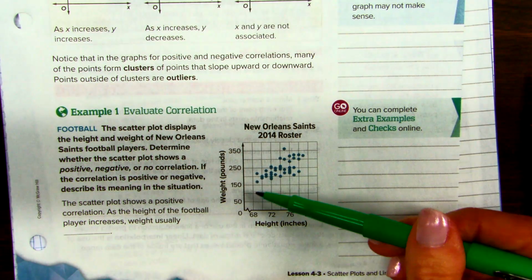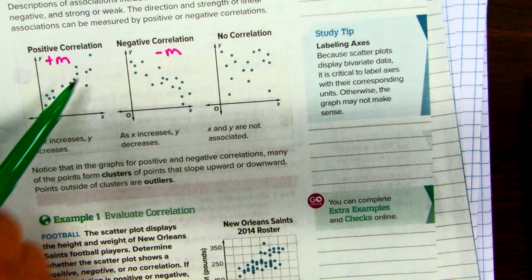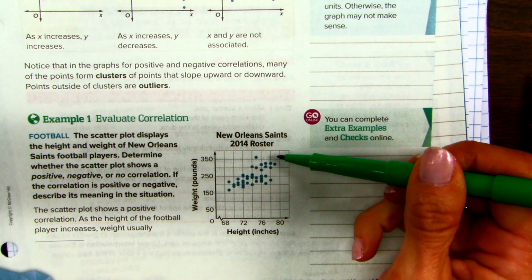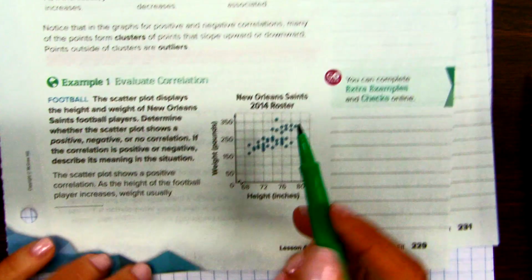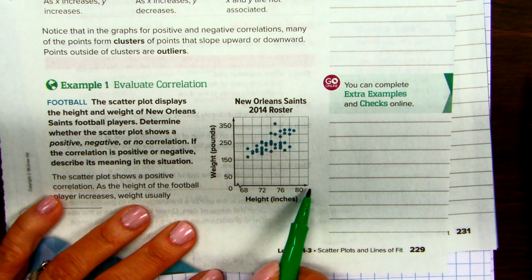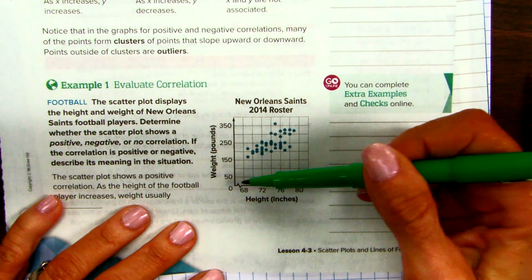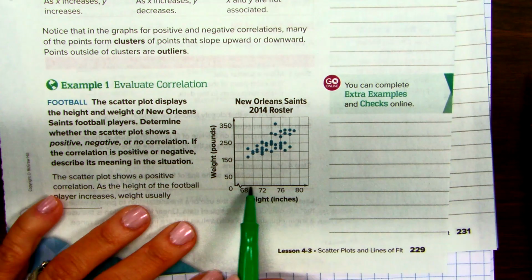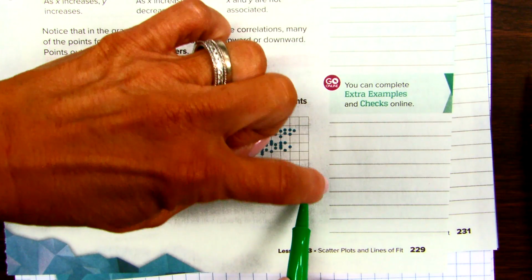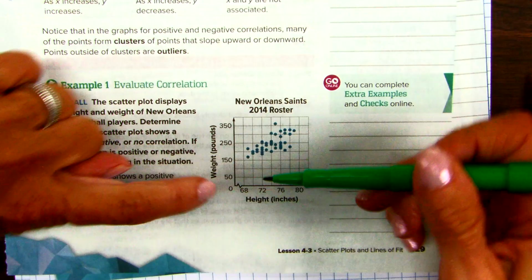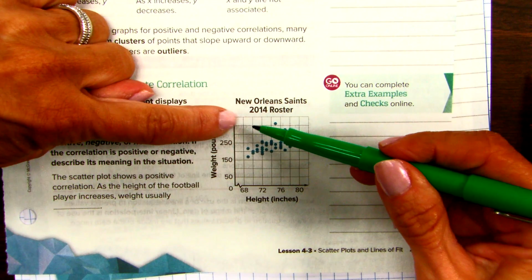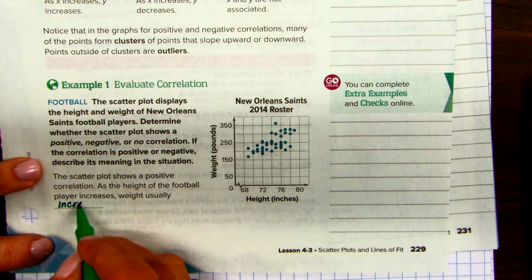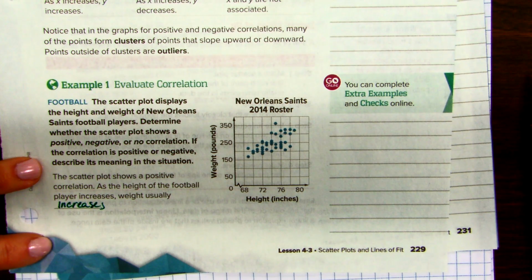But anyway, this one is not as clear as the positive one, but roughly it looks like a positive correlation. In other words, as the height of the football players increases, what happens to the weight? Does it increase or decrease? It increases. As the height increases, the weight increases. That's what that means. So as the height of the football player increases, weight usually increases, which kind of makes sense, right?